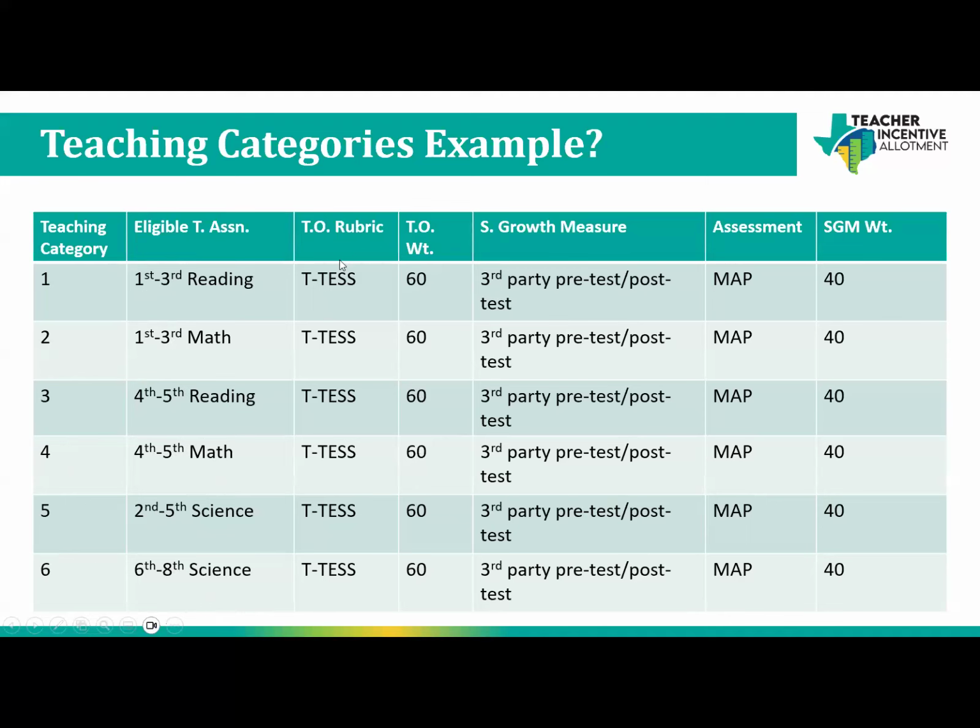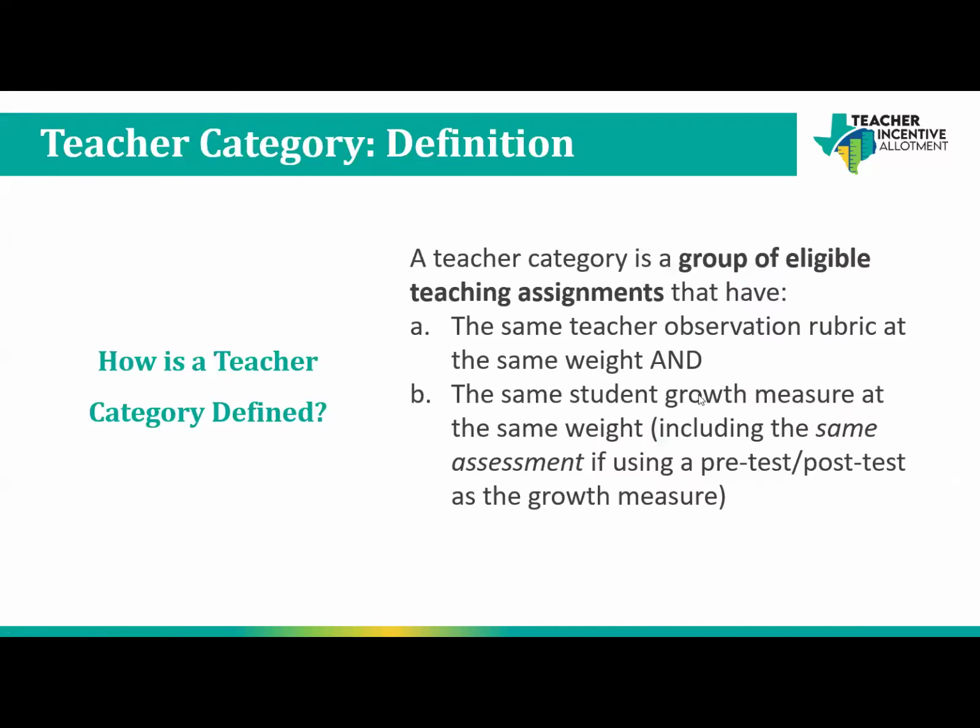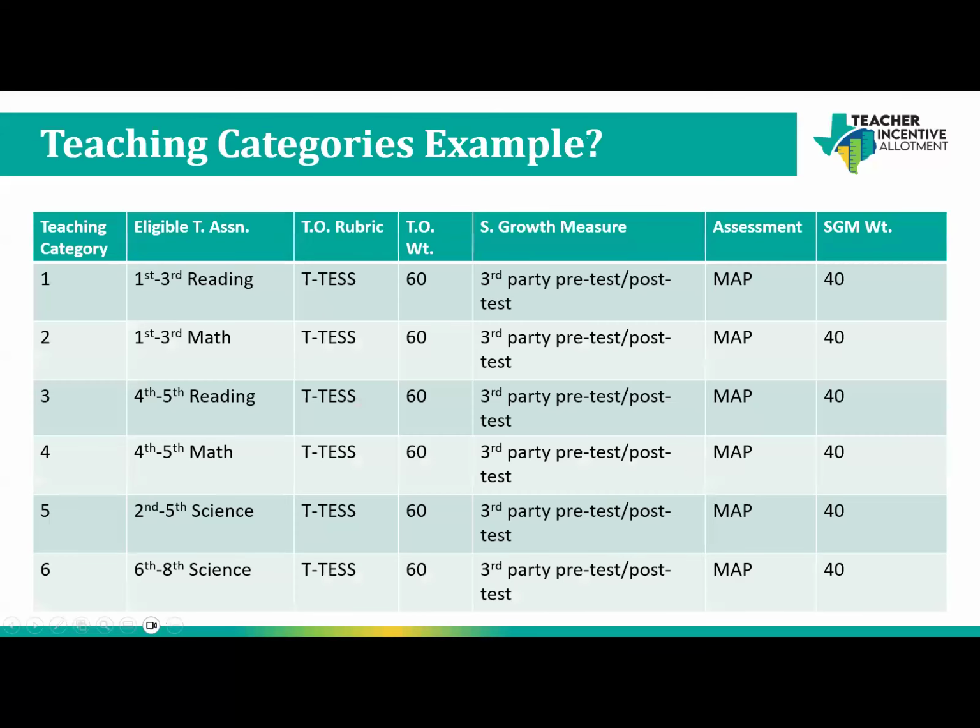And you can see the teacher observation, they're using t-tests. At the weight, they're using it 60%. They're using a pre-test post-test system, MAP, and that's 40%. So I want you to look at this and remember the definition is you can combine them if they have the same teacher observation rubric at the same weight and the same pre-test post-test at the same weight. So is this or is this not a correct way to do a weighting tab?